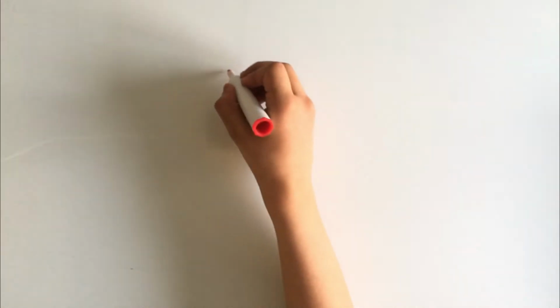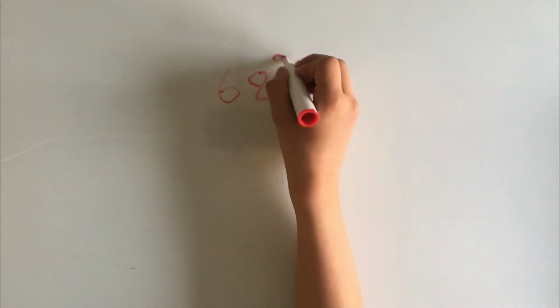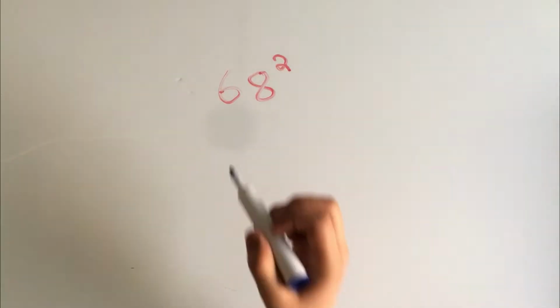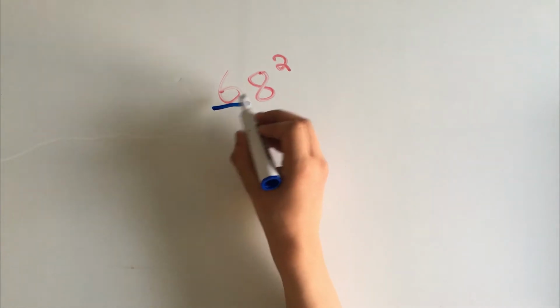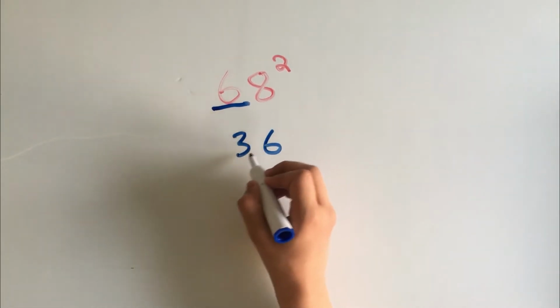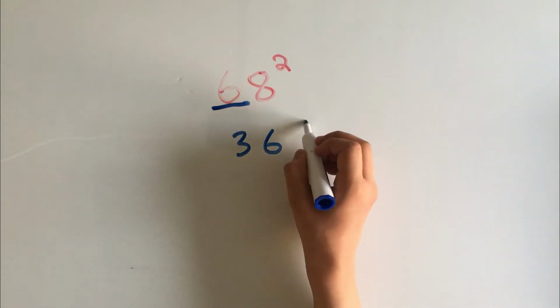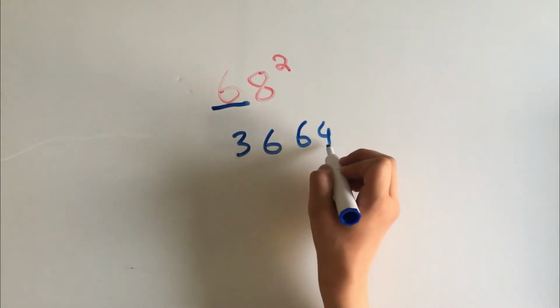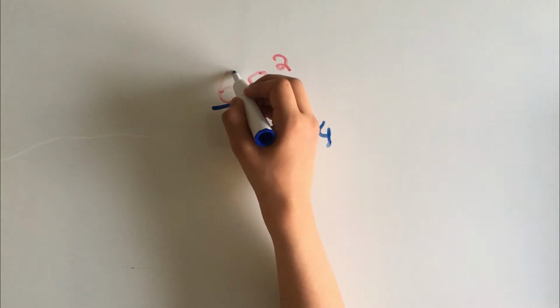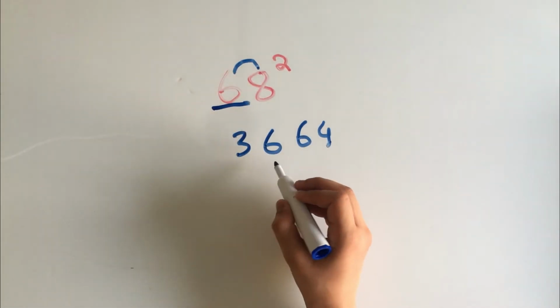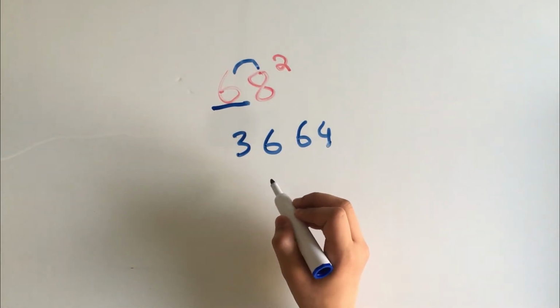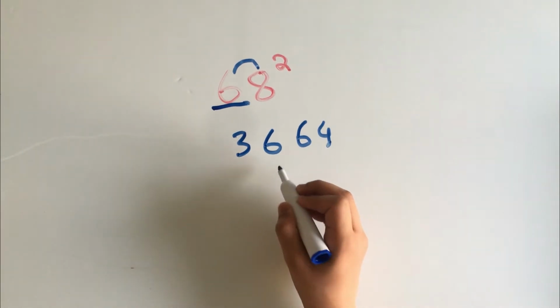So let's see another example. Let's take the example 68 squared. First we square the first digit. So 6 squared is 36. Because it's a 2-digit number, we just leave it as it is. Then 8 squared is 64. It's also 2 digits, so we just leave it as it is. And then we multiply 6 and 8. We get 48. We double that. So 48 multiplied by 2 is 96.